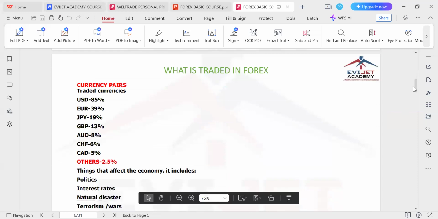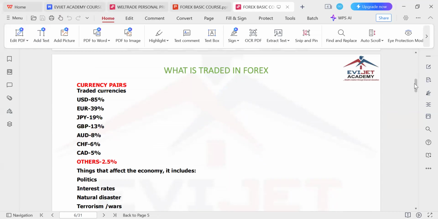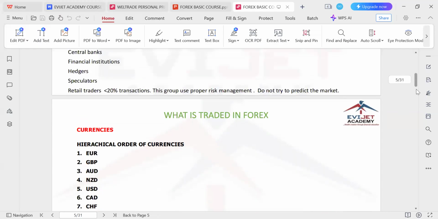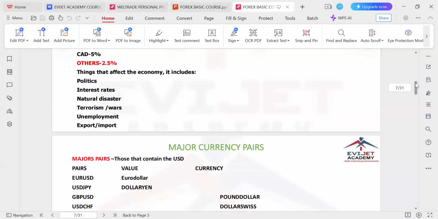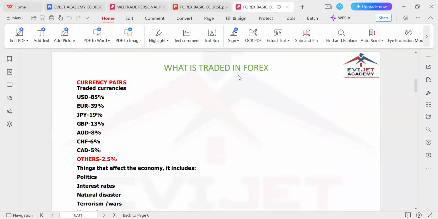Okay, so now before we go further, let's look at something about the currency. Okay, no problem, we'll come back. So now look at this language. What is traded in Forex? What is traded is currency pairs. Like I mentioned earlier, what is traded is currency pairs. All right.